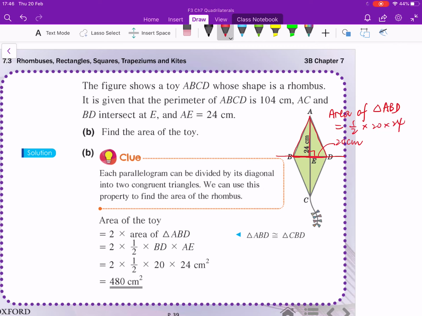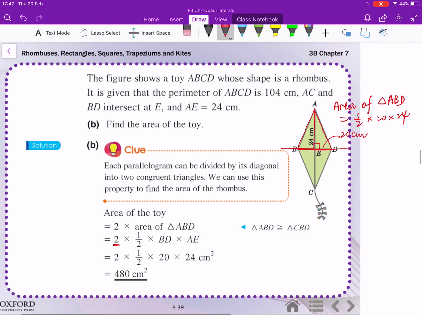And we know that the triangle ABD actually equals the triangle CBD. They are a pair of congruent triangles, or you can say that BD acts as the axis of symmetry of them. So just multiply the area by 2. So this is the area of triangle ABD. It is the area of the whole rhombus.